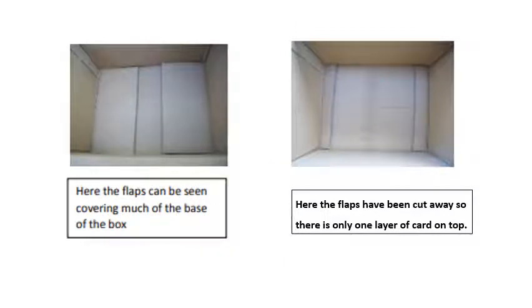And you're going to have to adapt that box slightly because what we don't want to have is a double layer of cardboard. So if your box has flaps in the bottom of it, you're going to cut those flaps off. You can see that in the second picture on the screen.